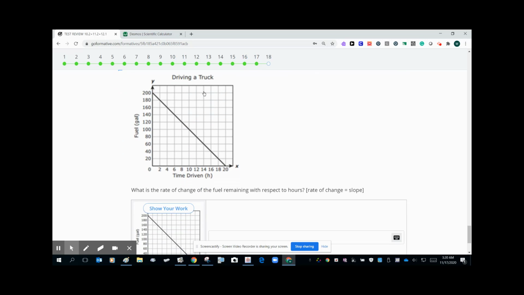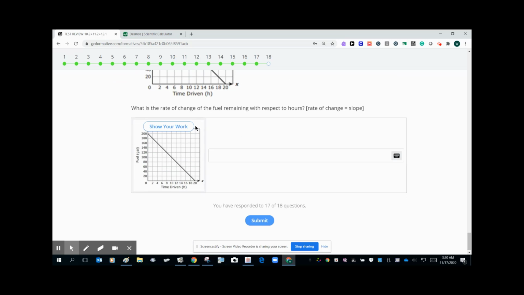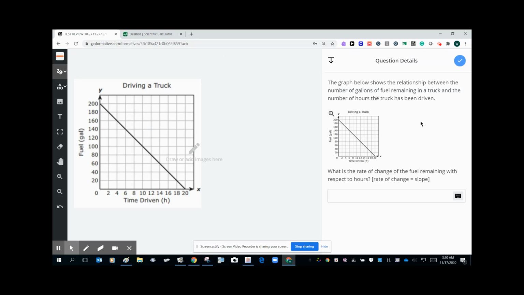Now let's go to the next problem. And next problem is looking for, always look for the question mark. And here it says, what is the rate of change of the fuel remaining with respect to hours. Rate of change is slope. So basically, I need 2 good points on the graph. So I'm going to select this point right here and this point right there.